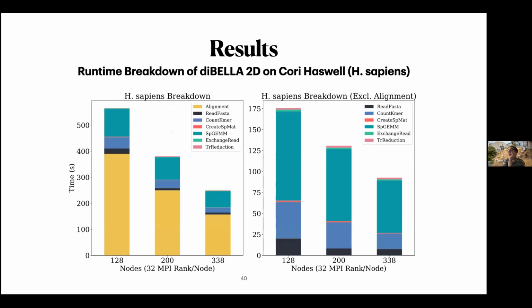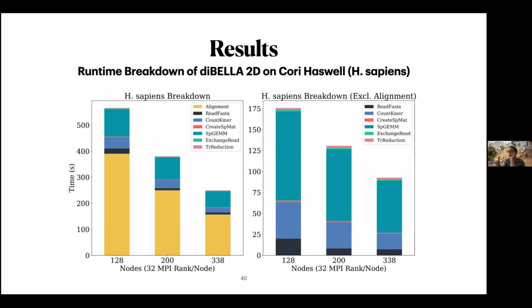And here's a breakdown of the runtime on Cori Haswell for the Homo sapiens dataset. On the left we have the full pipeline, and on the right we have the same breakdown without the alignment. We can see that the alignment takes most of the time, and that's one of the reasons we want to optimize it. And this is CPU only. We weren't using GPU in these results.